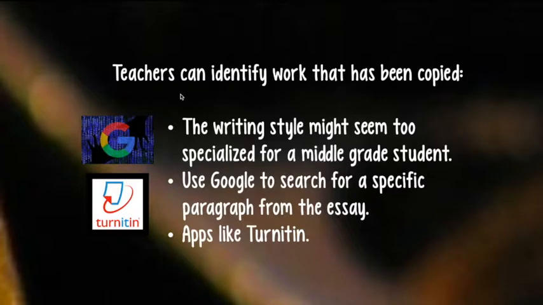Now, let's talk about how teachers can identify work that's not original. If a teacher suspects that a student didn't write their project, maybe because the language might seem sophisticated for a sixth grader, they are able to verify this by copying a paragraph or a sentence or a section of the work and pasting it directly into Google. This way, it will show exactly where the student got it from. Other tools like Turnitin are also used with the same purpose. They're designed to analyze a text and verify its originality.